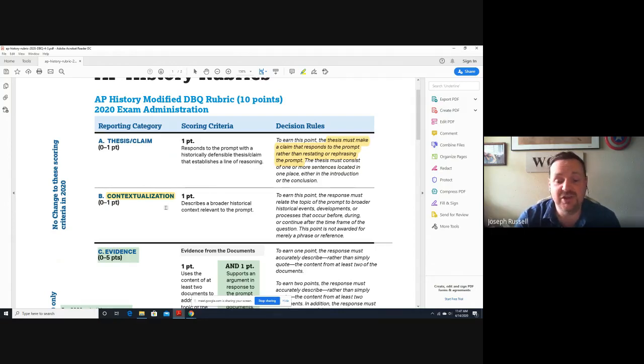Now, obviously, the AP graders are all history teachers. They know this stuff, but that's what they're looking for you to be able to do: to relate the topic, here's the language, to the broader historical events or developments or processes that occur before, during, or continue after the time frame of the question. Again, this is a place where I don't love the College Board's language, so let me simplify that, right? What happened that led up to the thing that you're about to talk about in the rest of your essay? That's context, right? Historical context.